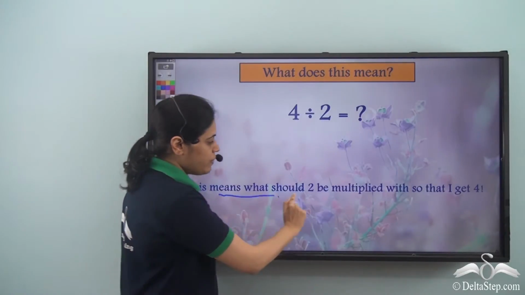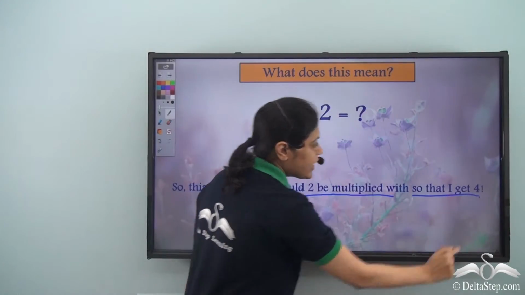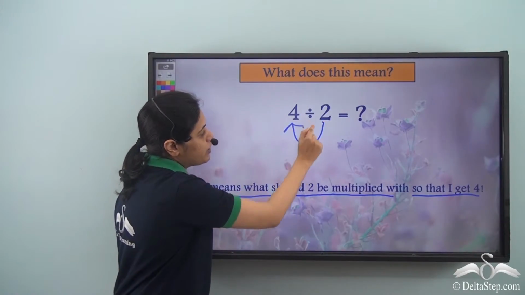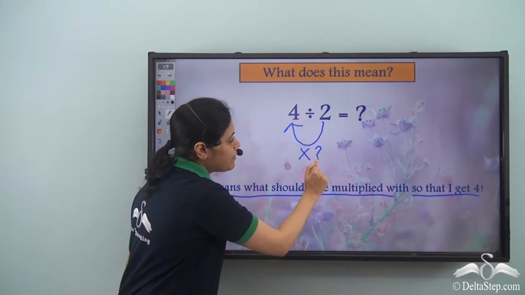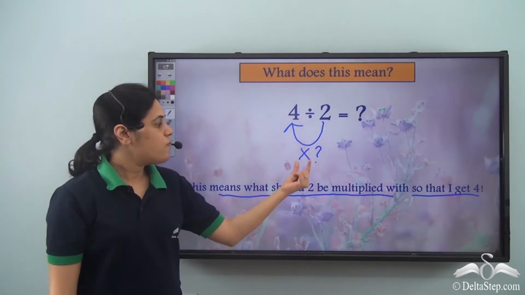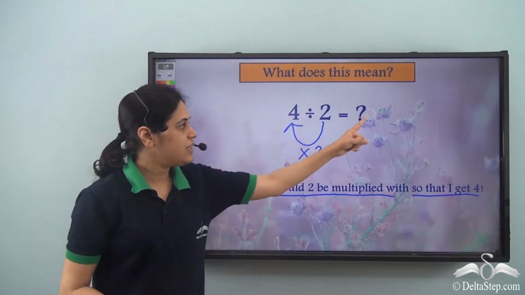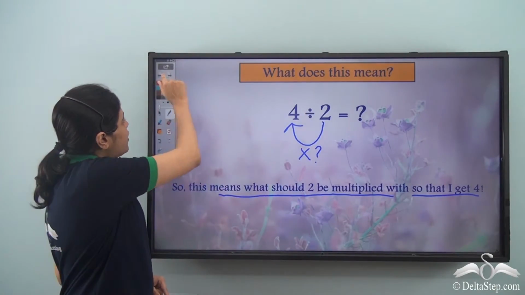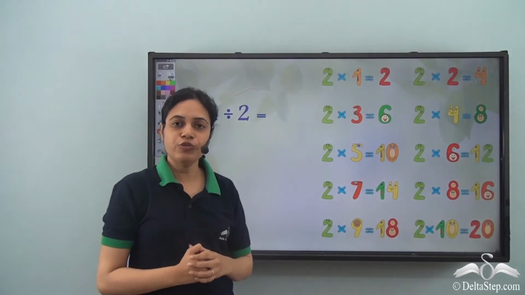So what should be multiplied by 2 so that I get 4? That is, if I want to come back from here to here, I need to multiply with some number. What should that number be? This number will be my answer of the division. So for that, I need the table of 2.